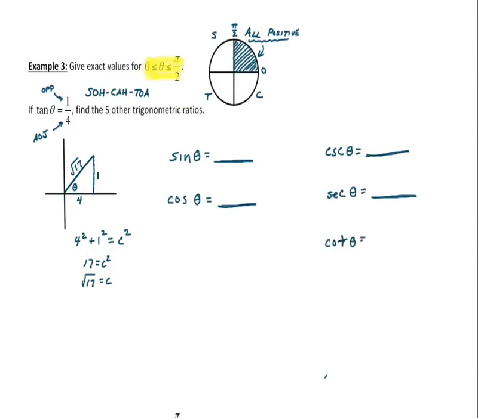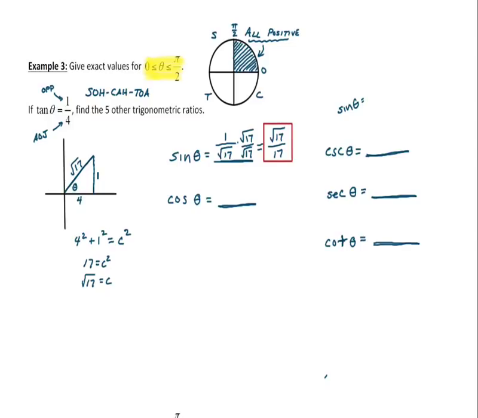If I want to find sine of theta, in this triangle it would be the opposite side of the angle over the hypotenuse. So in this case, it would be 1/√17, and then I would have to rationalize that, multiplying by √17 over √17. So sine of theta in this triangle is √17 over 17.